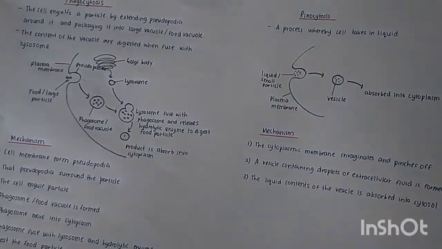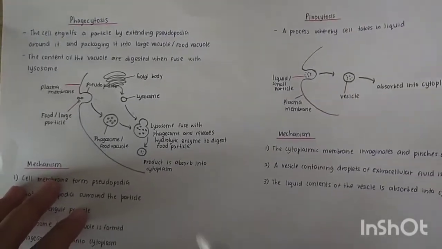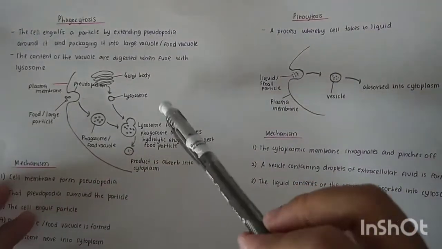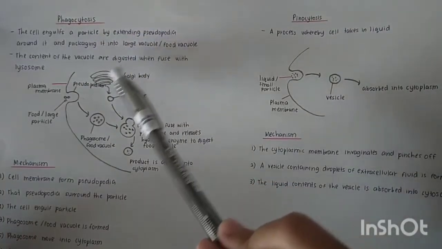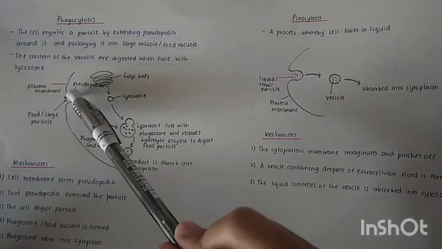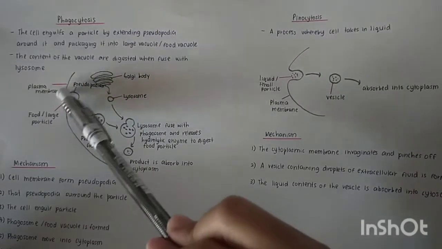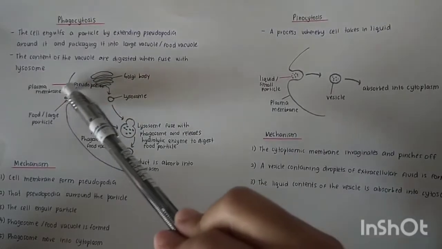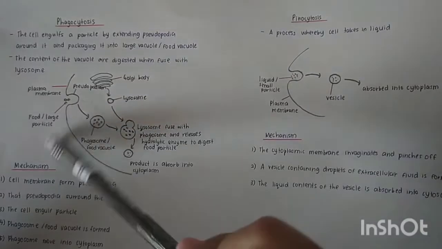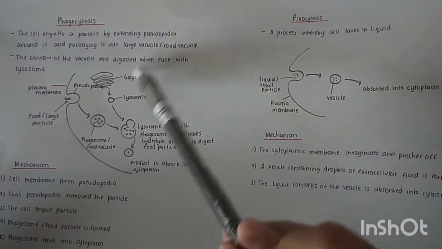Okay, so now we look at the details here, the mechanism of both phagocytosis and also pinocytosis. We look at phagocytosis first. The cell engulfs a particle by extending pseudopodia. So where is the pseudopodia? Here. So what happened? The cell engulfs the particle by extending the pseudopodia. Dia akan membentuk pseudopodia macam ni. And then it goes around the particle and packages it into a large vacuole or the food vacuole.